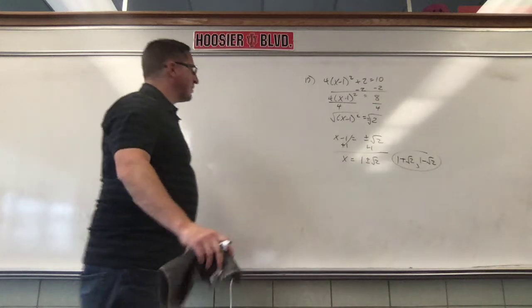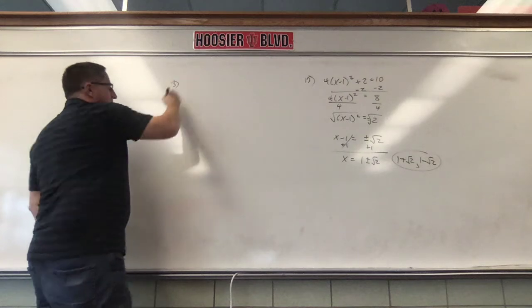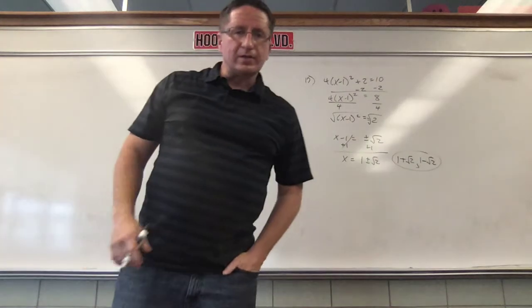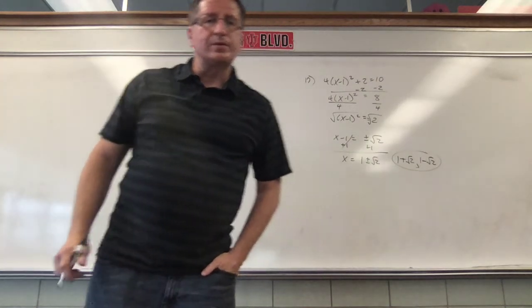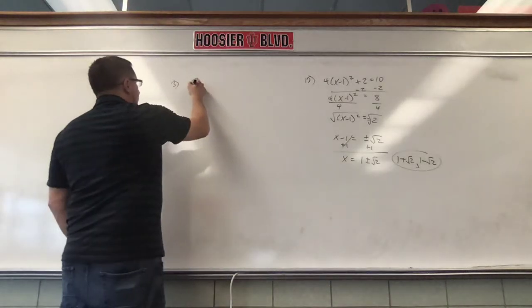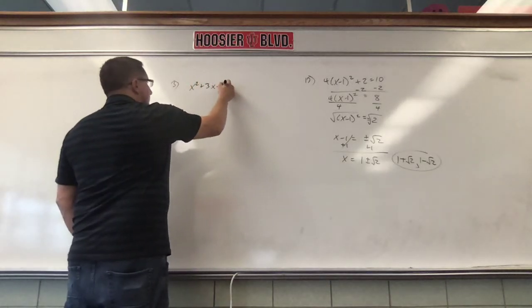They tell us to solve these first ones by graphing. We're not going to graph them, okay? We're going to solve them a different way. It says x squared plus 3x plus 2 equals 0.